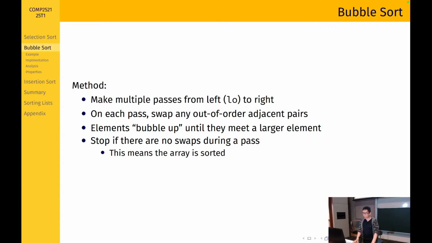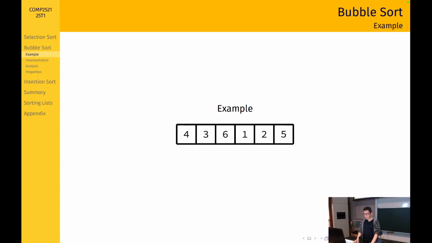So bubble up here means it kind of keeps swapping its way up the array. So that's what it means. And if during a particular pass the algorithm doesn't swap anything, then that means the array has to be sorted. So here's an example of bubble sort.